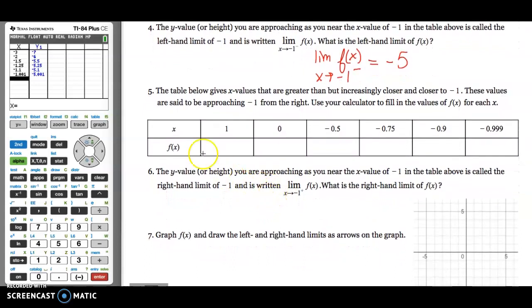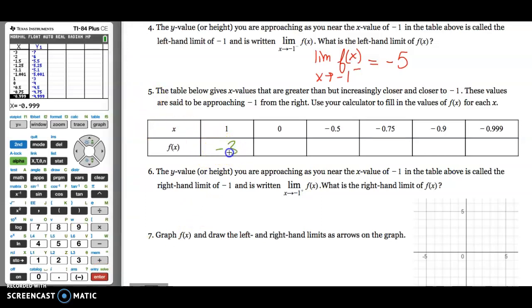To do that, we can do the same thing using our graphing calculator. We're already in the table mode over here. So I'm just going to go ahead and fill out this table using our calculator. I'm going to plug in 1, 0, -0.5, -0.75, -0.9, and I'm getting very, very close to -1, but not actually hitting it ever, because that would make my function undefined. All right, so let's go ahead and fill out our data that we got from there.